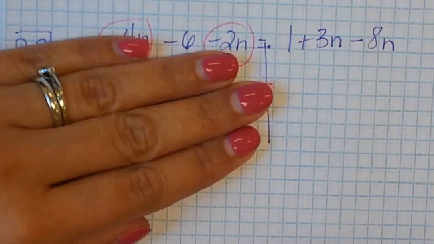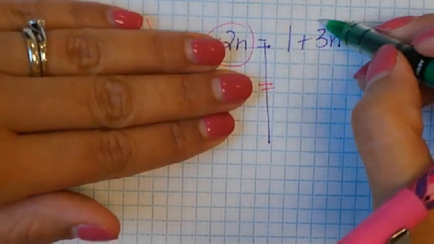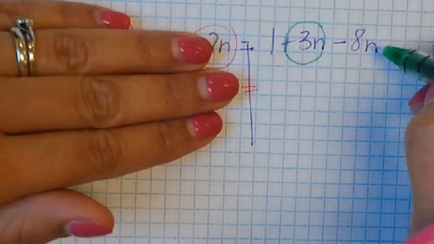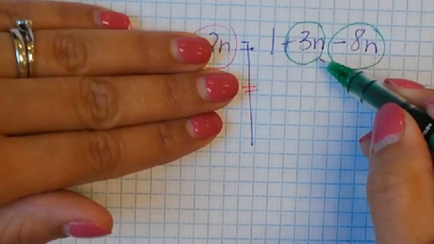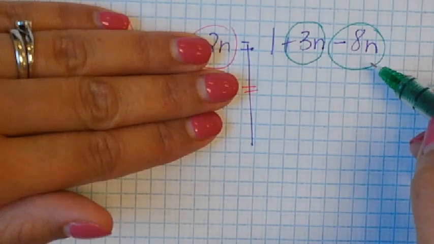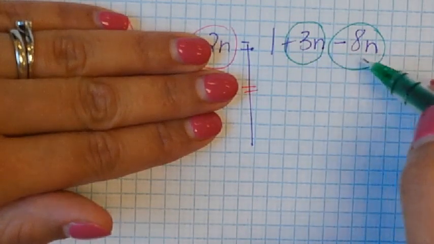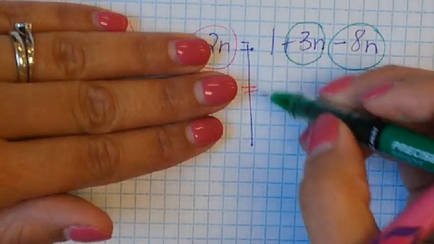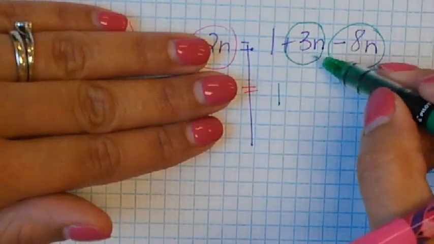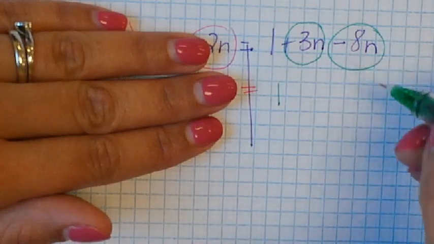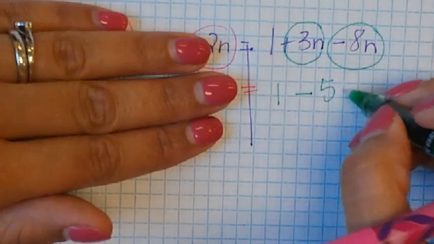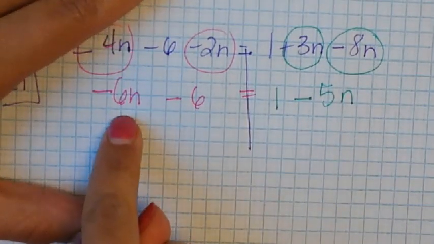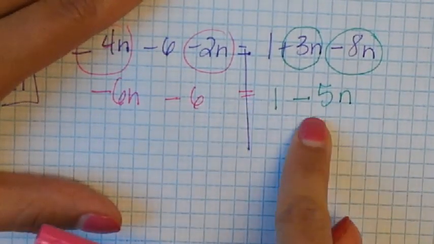I see that I have some like terms also, the n's. Notice how I circle the operation or the sign in front of it. So I have a positive 3 and a negative 8. When I'm adding and subtracting negatives and positives, I'm going to subtract and keep the sign of the largest. So I still have a 1. 3 minus 8 would be negative 5. Now I have them both in variable term, constant term.